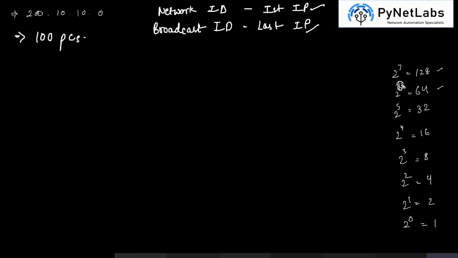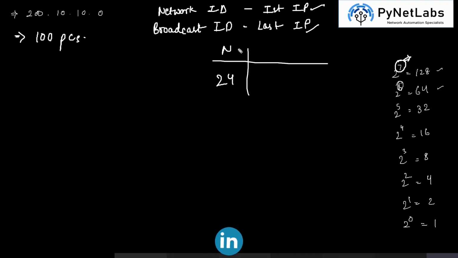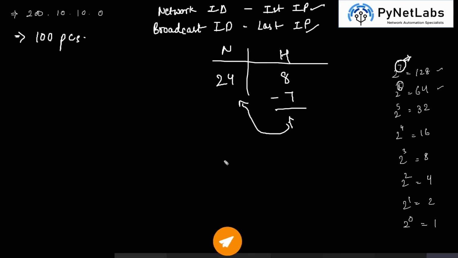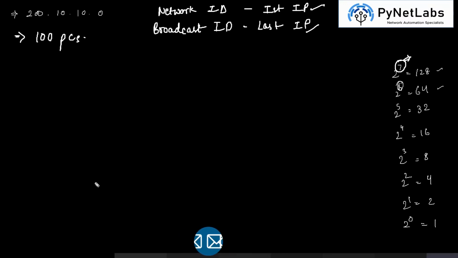In that case, we will quickly look at the table and see that 7 bits will be required for the host part. When we look at the default distribution of network and host bits, we have 24 here and 8 here. We simply subtract 7 and get 1. We give this 1 to the network part, so the network will become 25 and the host will become 7. So for this requirement we need 25 bits of network and 7 bits of host.